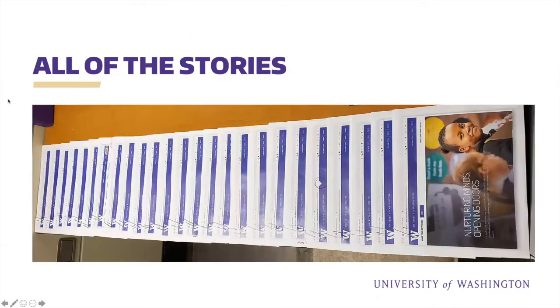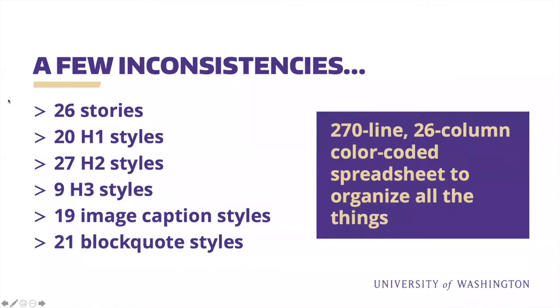And this is a printout of all of them. I went through every single one of them with a fine-tooth comb and I cataloged all of the components. So we found a few inconsistencies. In 26 stories, there were 20 different H1 styles, 27 different H2 styles, 9 different H3 styles, 19 different image caption styles, and my favorite, 21 block quote styles.